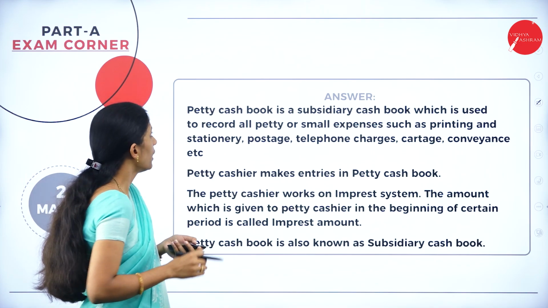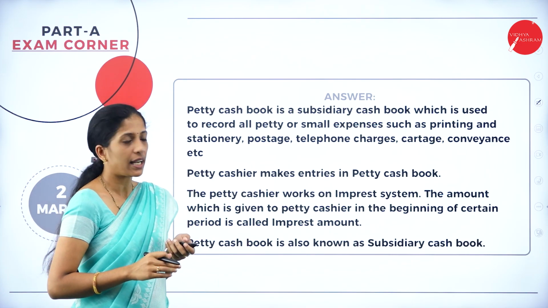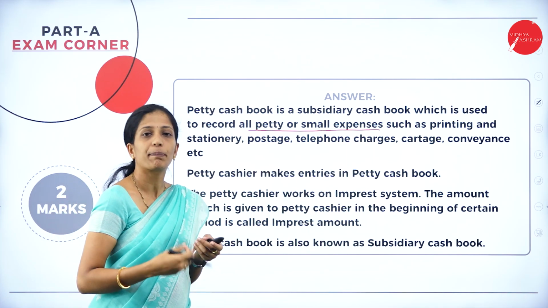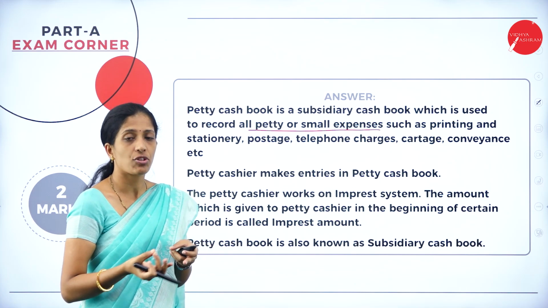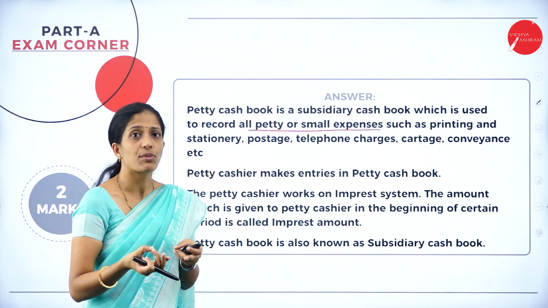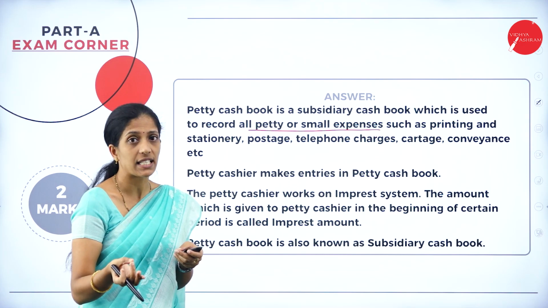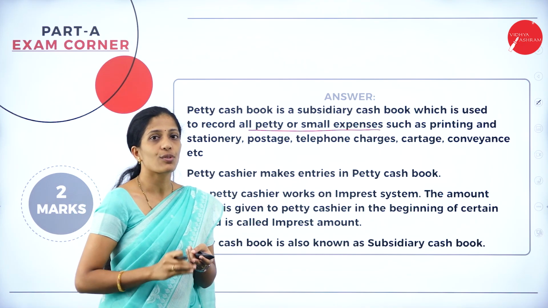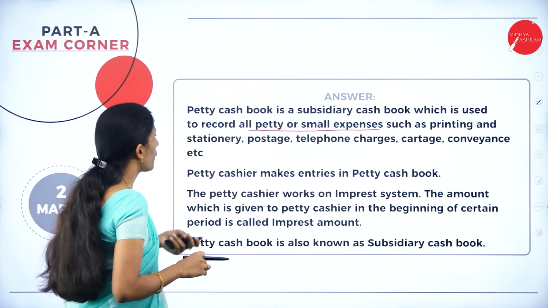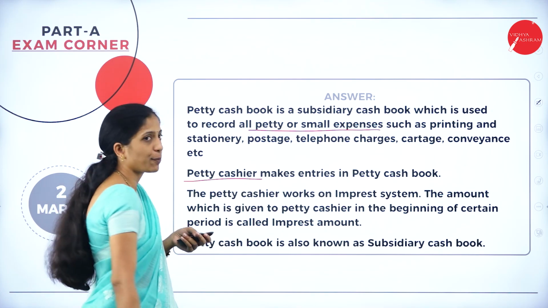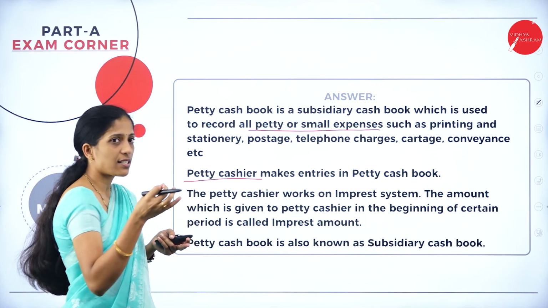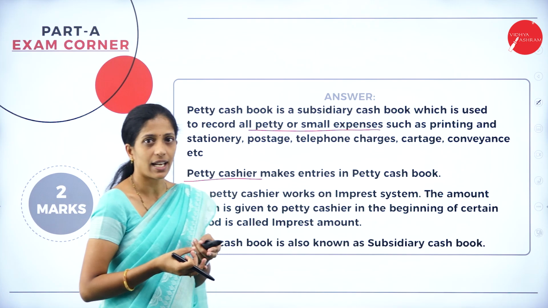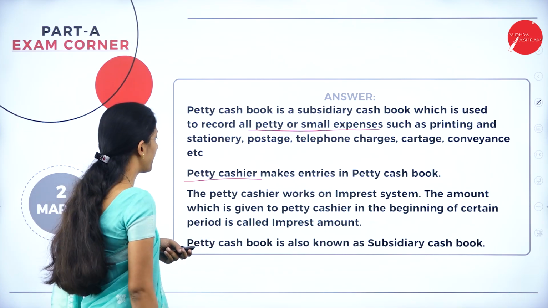Petty cash book. So petty cash book is a subsidiary cash book which is used to record all the petty or small expenses like printing and stationery, postage, telegram, stationery items, purchase of books, purchase of pencil. All these small transactions are recorded in one particular book known as petty cash book. The one who maintains a petty cash book is called the petty cashier. Since it is a 2 marks question, you can write 2 to 3 sentences here. The petty cashier maintains the petty cash book.